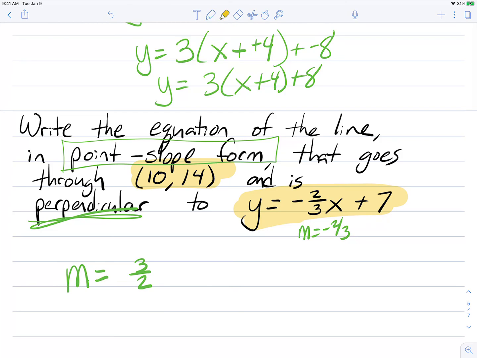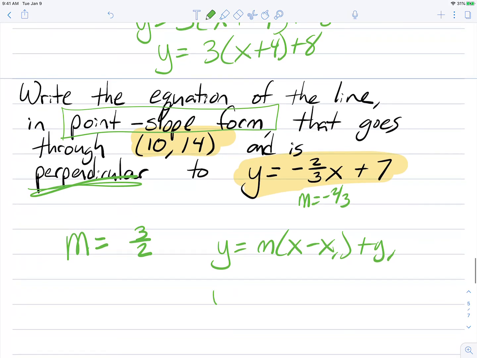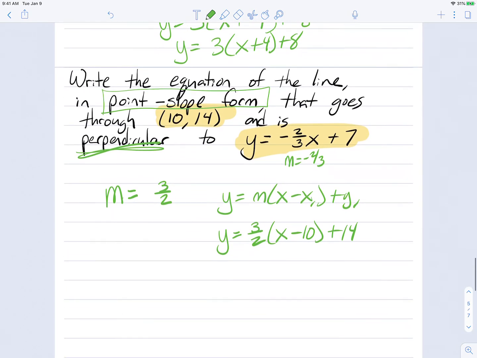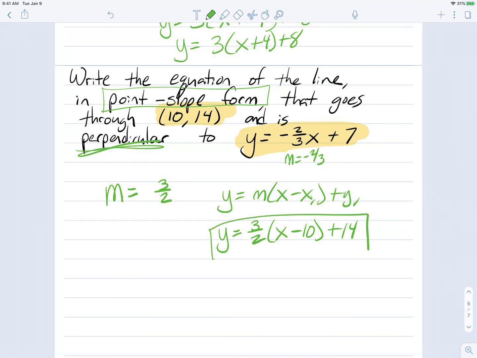So now I have all my information, and I can plug it into my point slope form equation, and I'm going to have y equals 3/2 x minus 10 plus 14. And that is the equation of the perpendicular line that goes through the point (10, 14).